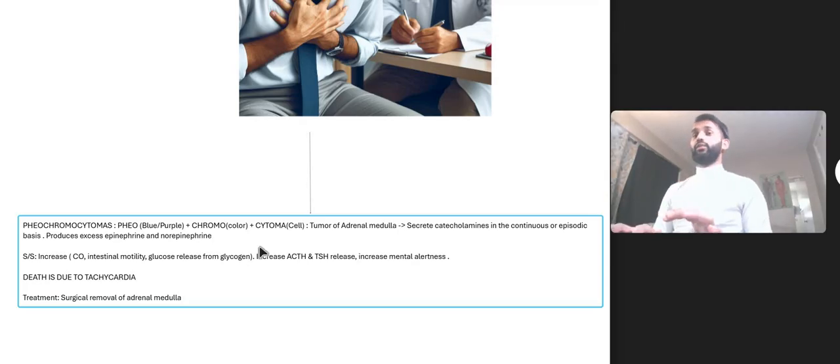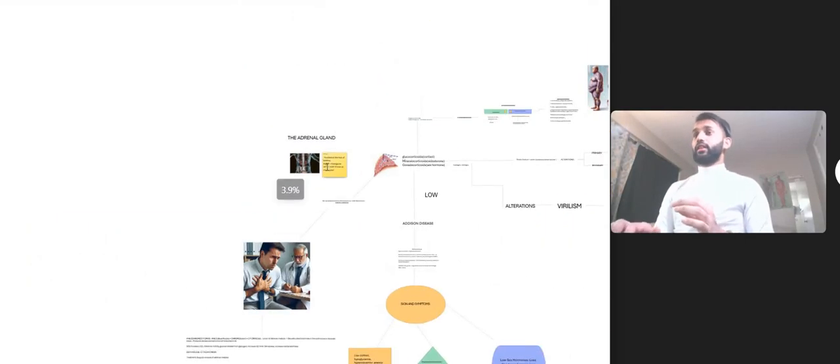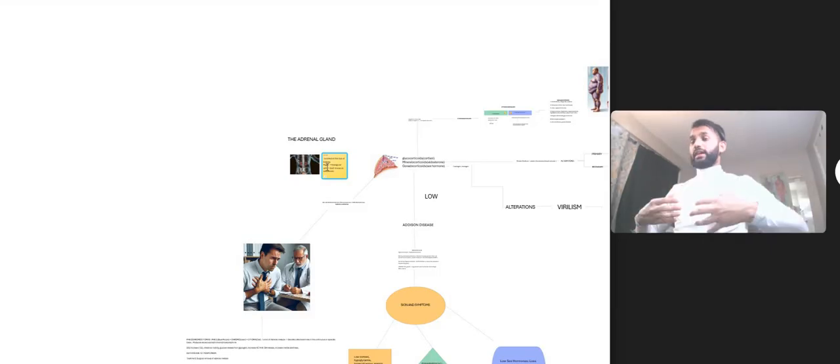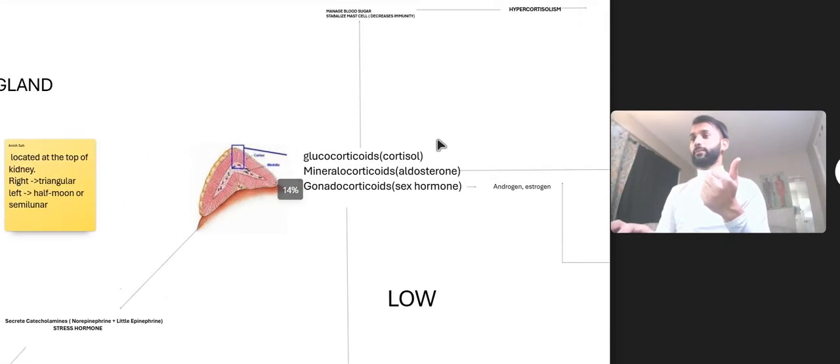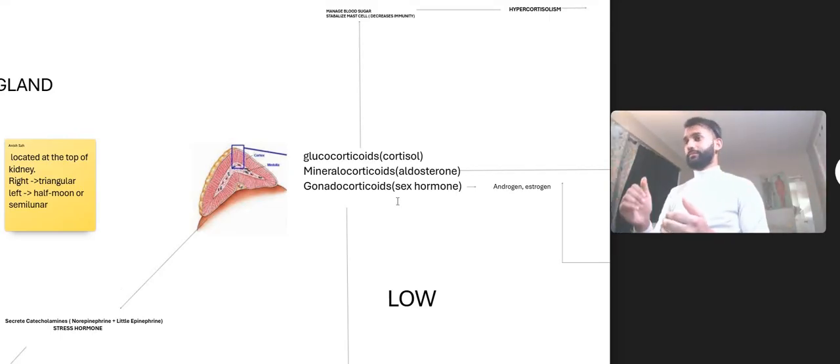Let's do a quick recap of everything we learned today. We have the adrenal gland at the top of the kidney, with two layers: adrenal cortex and adrenal medulla. The adrenal cortex releases glucocorticoids, mineralocorticoids, and gonadocorticoids. A cortisol disease is associated with that: we talked about Cushing syndrome, high sugar. An aldosterone disease is associated with that: we have Conn's disease, high sodium.